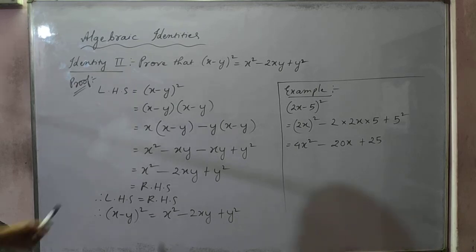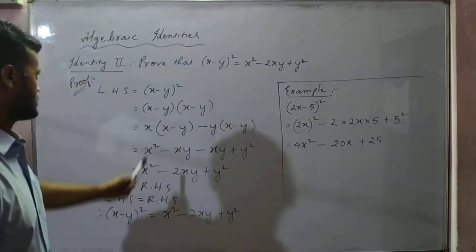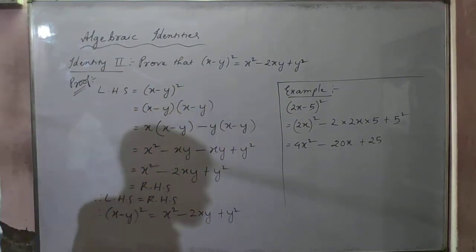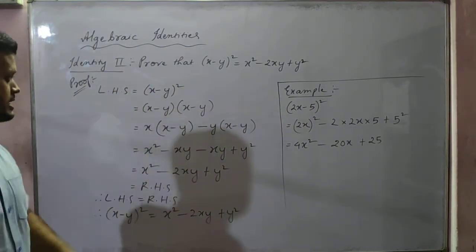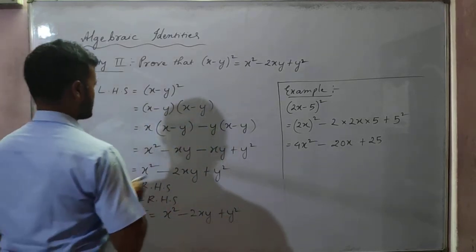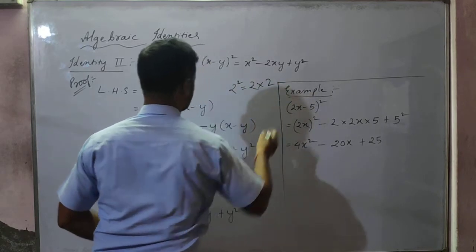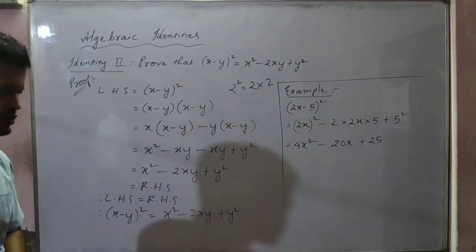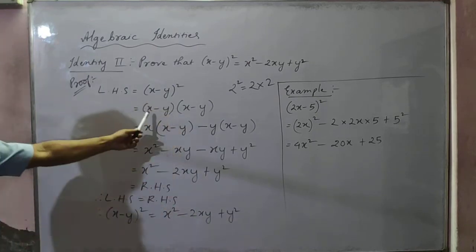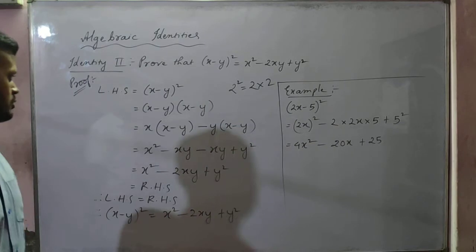So students, prove that x minus y whole square is equal to x square minus 2xy plus y square. So LHS we are taking x minus y whole square. x minus y whole square I can write x minus y into x minus y. Can I write it like this, students? Because 2 square means 2 into 2, just like this. So x minus y whole square also I can write x minus y into x minus y. We are proving this left hand side equal to right hand side now.